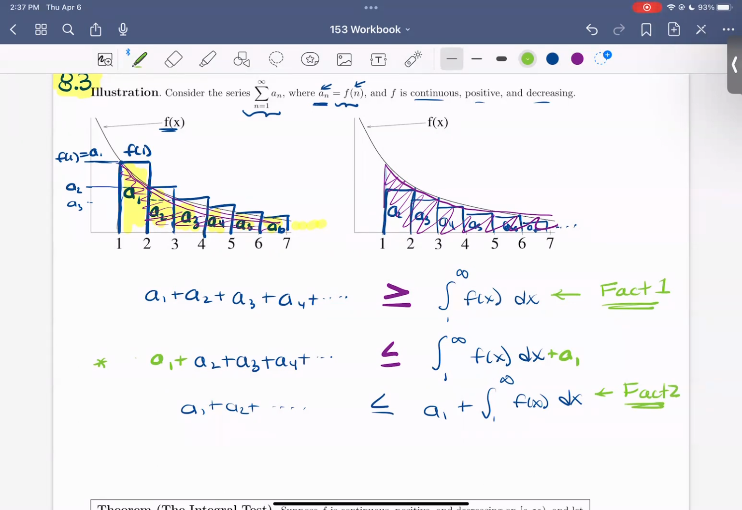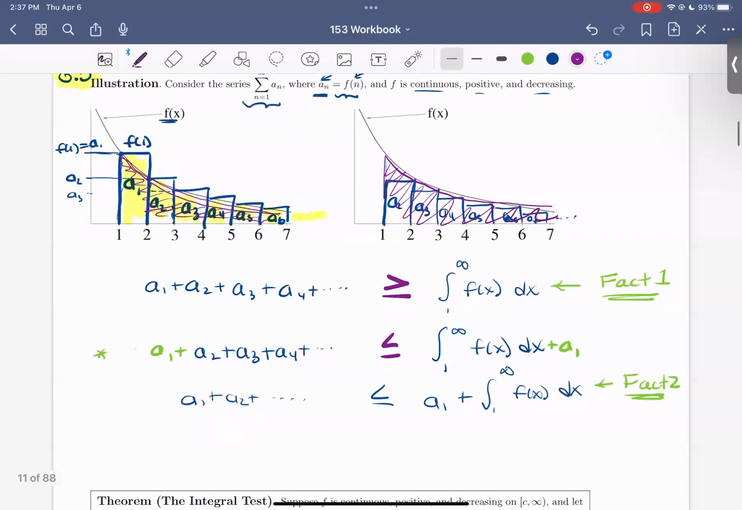So why are these comparisons helpful? Well, a couple things we can observe here. So in this first situation, we have that our infinite series is larger than some improper integral. So if we know that this improper integral actually blows up or diverges, what does that mean about our infinite series? Well, it's larger or equal to infinity, so it must also blow up.